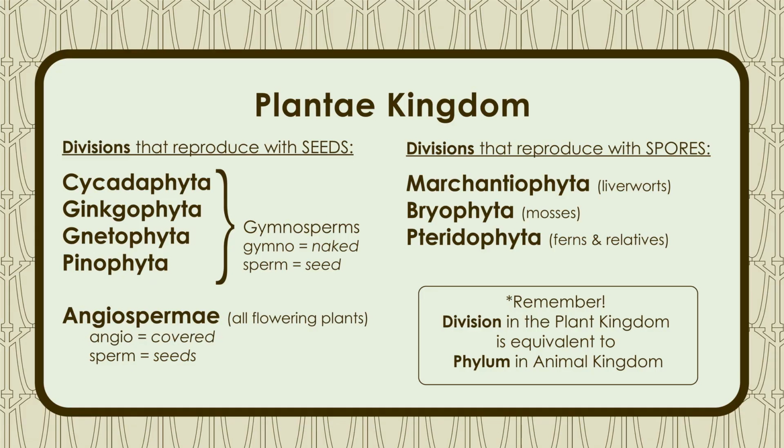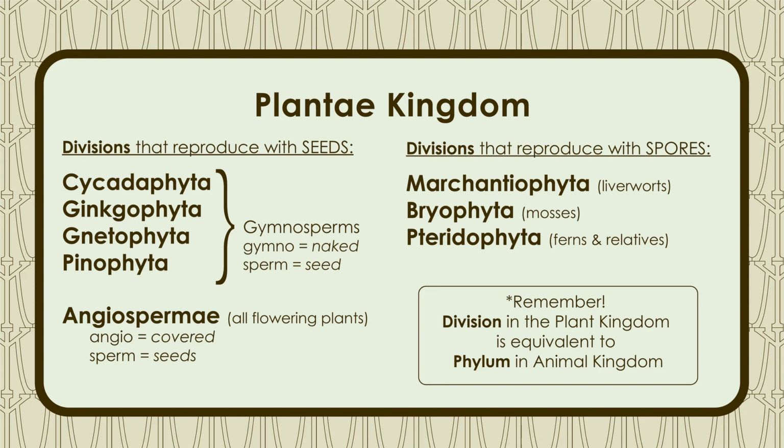To help us answer this question, I made a chart of the Plantae kingdom. On the left-hand side of this chart are the divisions that reproduce with seeds, and there are 5 of them. On the right-hand side are the divisions that reproduce with spores, and there are only 3 of those. Don't forget, the division in the plant kingdom is the same as a phylum in the animal kingdom. This is the classification right under a kingdom. So let's look at these on the left that reproduce with seeds.